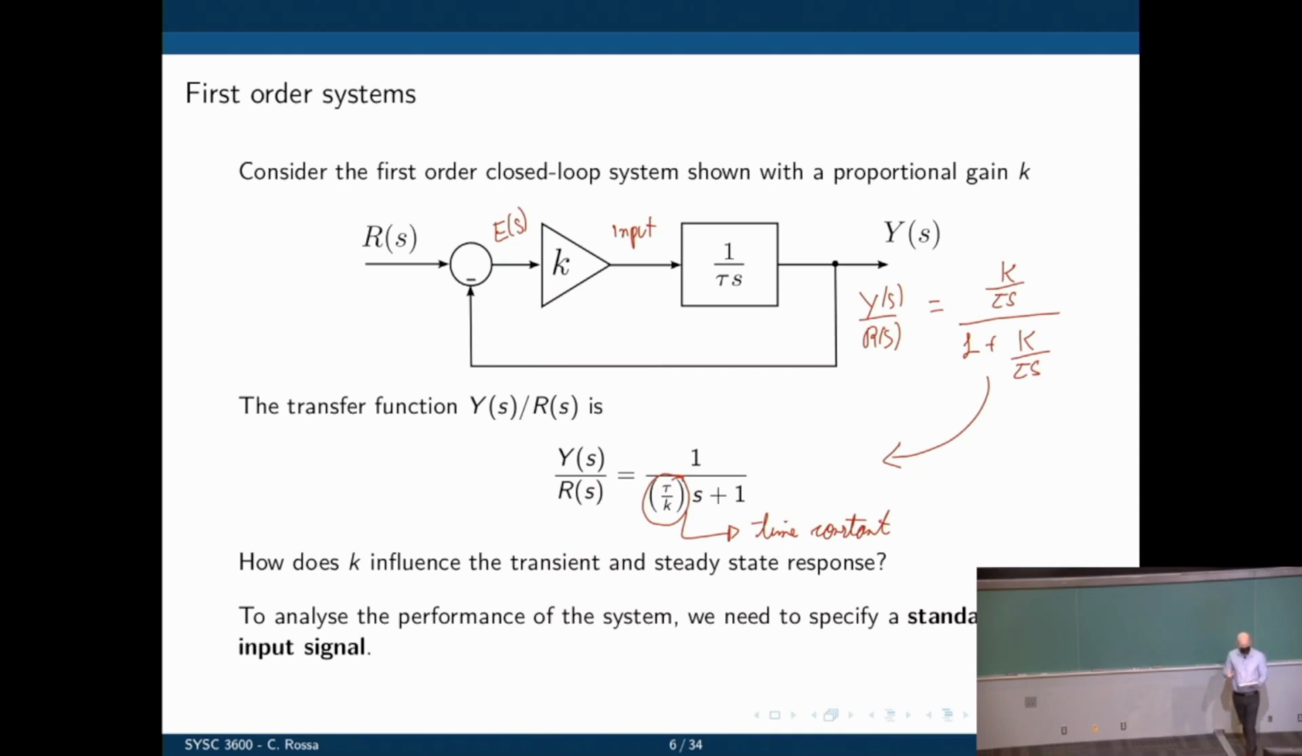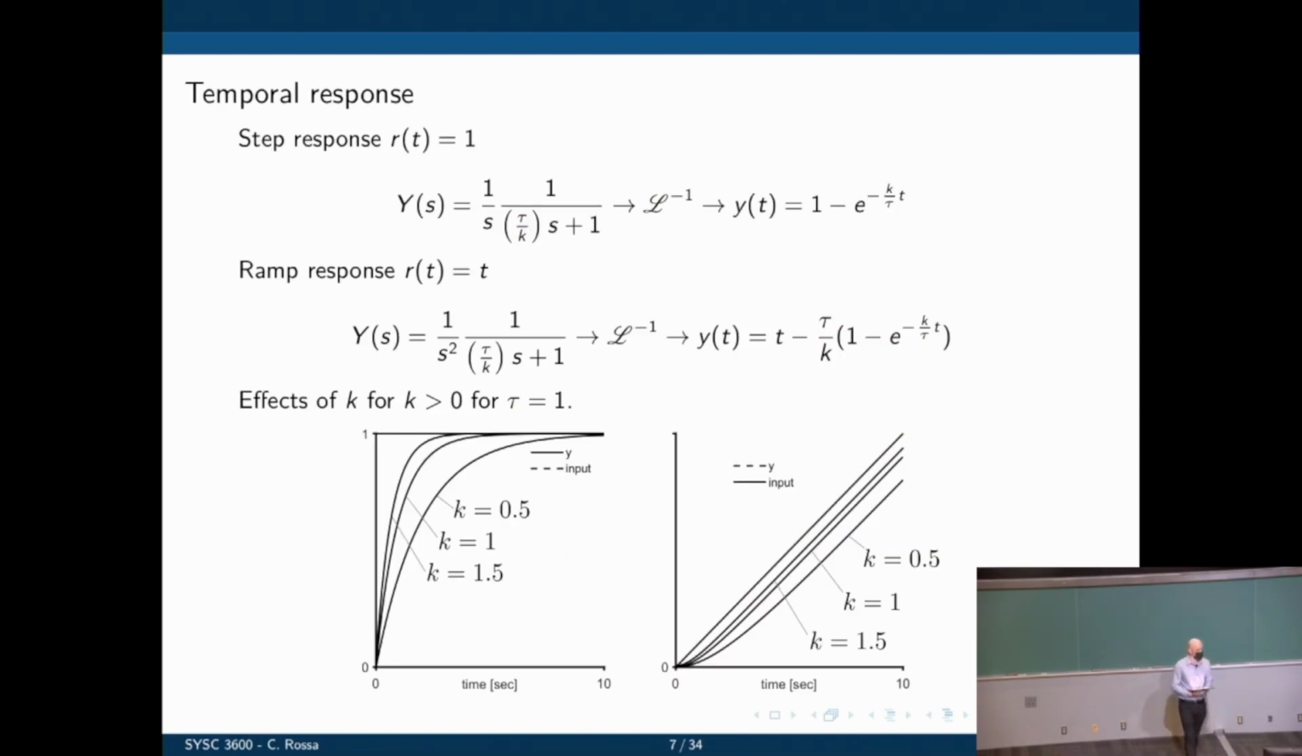But to actually quantify this, we need to use our standard input signals, which in this case are the ramp and the step input. So if you give it a step input, this is our transfer function. Simply multiply that by 1 over s. Here's the inverse Laplace transform. What do we see? Well, nothing new, really. We just see that the time constant now is dependent on K. The greater K, the faster that exponential decays to 0. So that will influence the transient response.